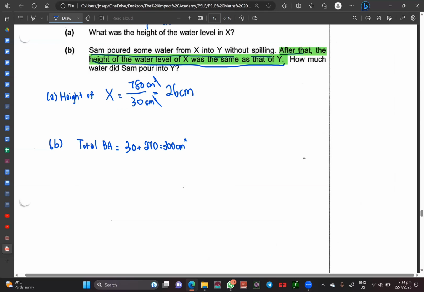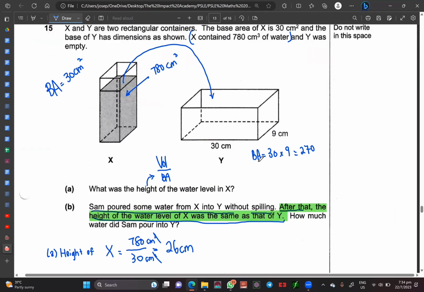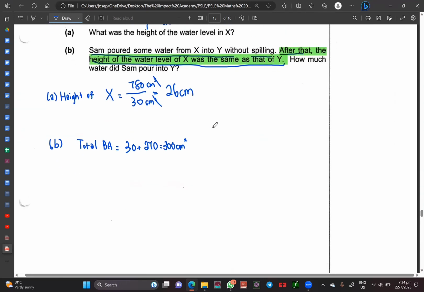Once I'm done with that, I ask myself, how much water did I have? You remember how Y is empty right now? So because Y is empty, the volume that you only have is 780. So what you want to do is simply just do 780. In fact, I would say volume divided by the base area. And what do you think this is? This is the height. You understand what I'm saying? All right, so 780 over the base area is 300, okay? So when you do 780 over 300, you realize that your answer will then be 2.6 cm.